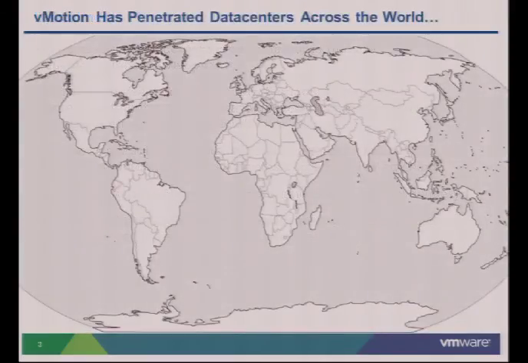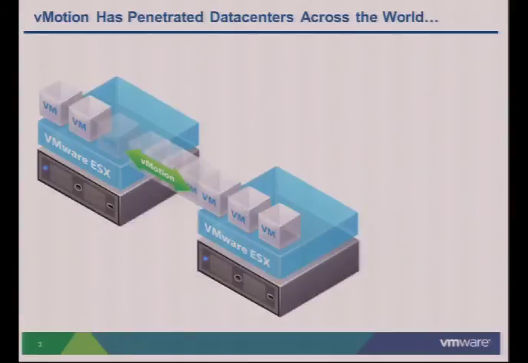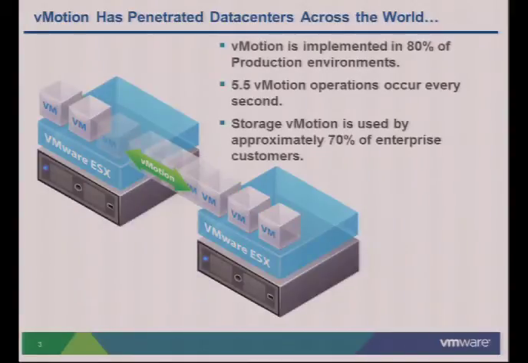Everyone here knows that virtualization has really penetrated data centers across the world. And along with virtualization has come vMotion. vMotion is one of our most popular features in vSphere. It's deployed in something like 80% of vSphere production environments. Estimates suggest that there's something like 5.5 vMotions issued every second, which is more than the number of planes taking off globally per second. And storage vMotion is similarly popular. It's deployed in something like 70% of enterprise vSphere environments. So very popular features.